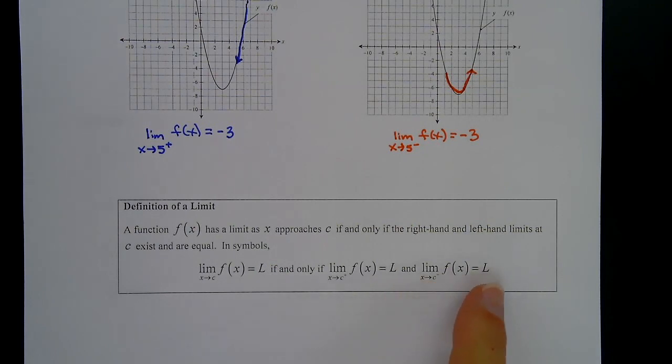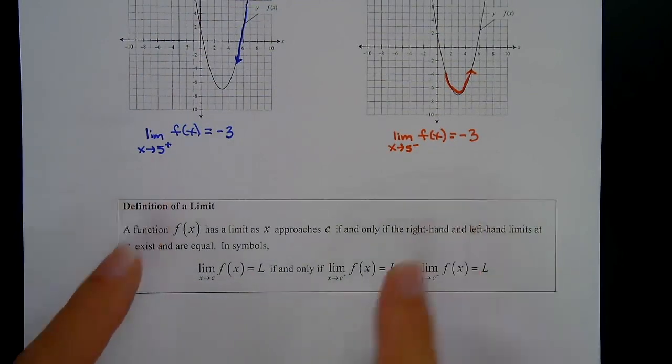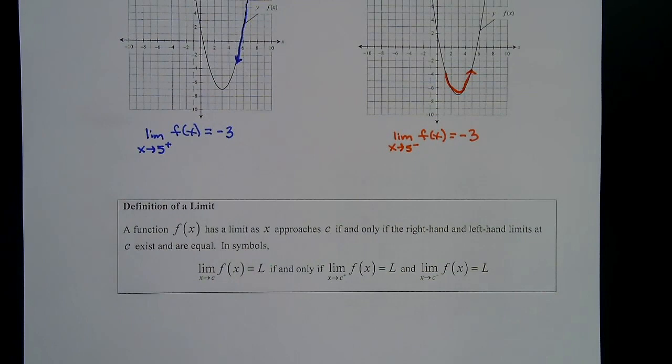The right-hand and left-hand limits at c exist, so they have to exist. You're gonna see some that don't exist in a little bit. And they are equal, okay? So this is gonna be true. We say this limit as x approaches c of f of x equals L if and only if the right-hand limit and the left-hand limit are equal to the same number. So in this case that we just did, they are, right? So what does that mean? That means the limit as x approaches the number 5, f of x is equal to -3.